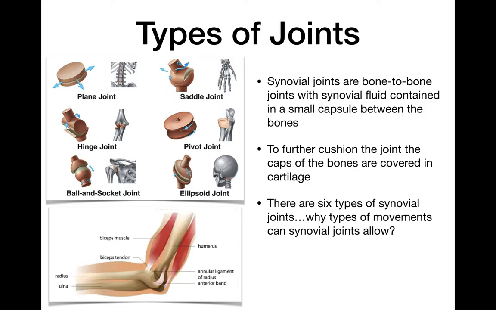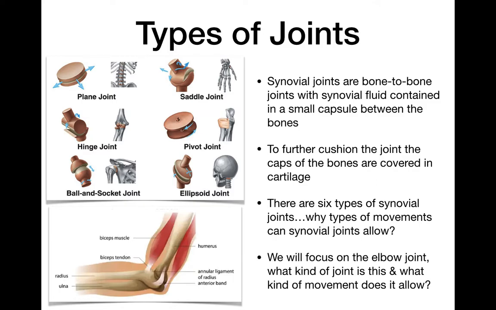There are 6 different types of synovial joints. Here they are here in this image. Saddle joints, plane joints, hinge, ball and socket, ellipsoid, and pivot joints. So take a look and think about how the different kinds of joints allow different kinds of movement.